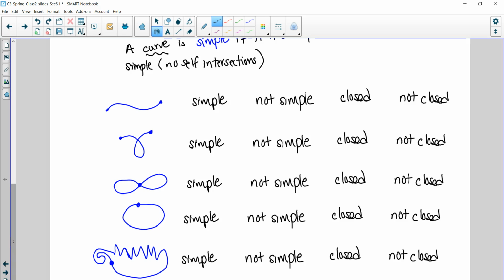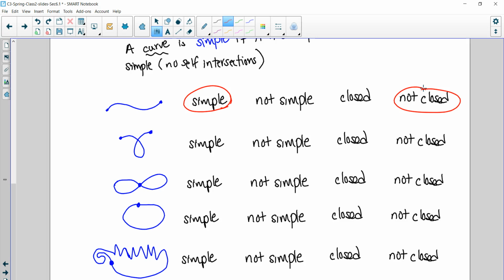Okay, the first one, which is just this line segment that's a little swishy, this curve is going to be simple. It is not self-intersecting, so that is simple, and it is not closed. Closed would be that its endpoint is where it started.